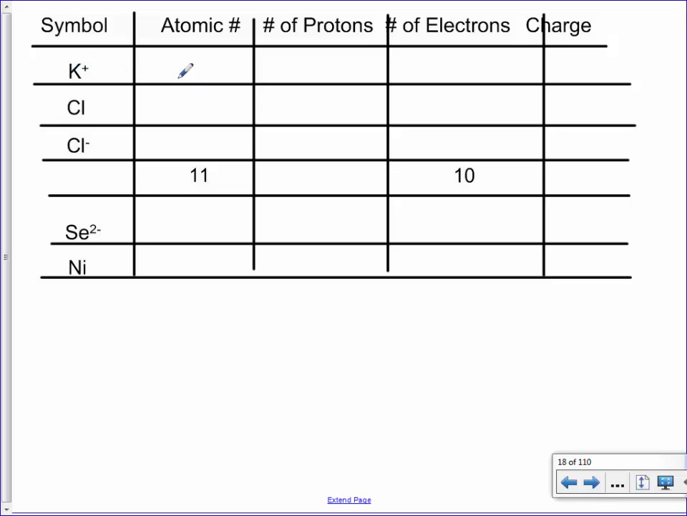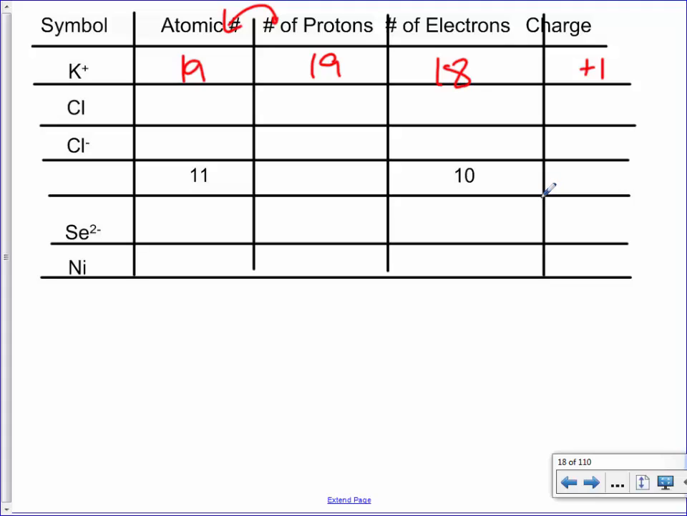So let's walk through a couple here. Potassium is atomic number 19. Hopefully you can just look that up, which means it has to have 19 protons. So these two columns will be the same as each other. If it is positive, what happened to its electrons?